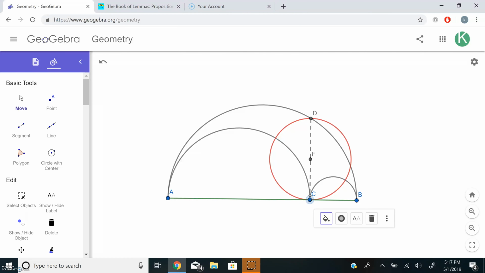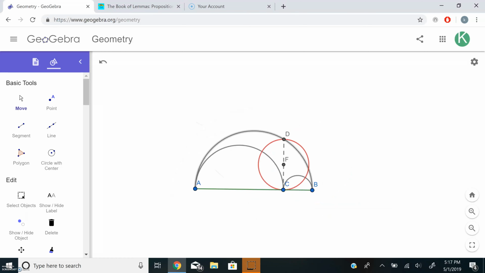So if we had a radius of 4 for this circle, the area of the circle would be 16 pi, and so would the area of the Arbelos.